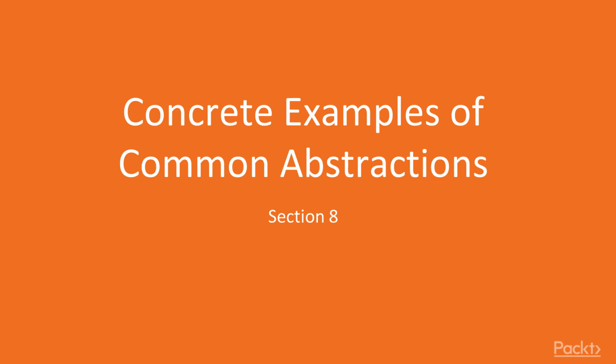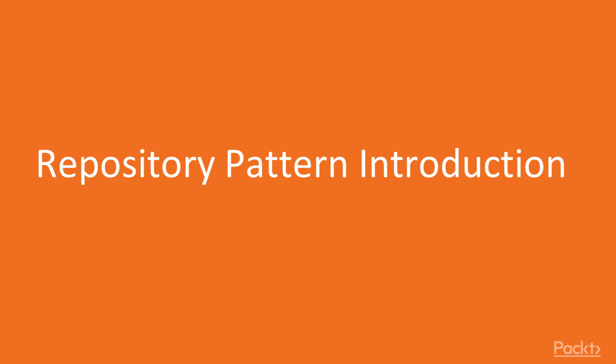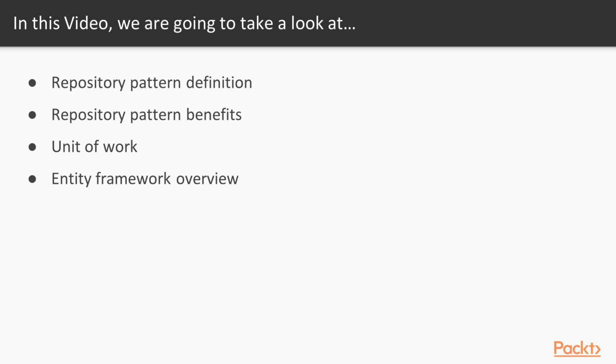In the previous section we talked about dependency injection, and in this one we will talk about some patterns that might come in useful. To be more exact, in this section we are going to examine the repository pattern and the service layer pattern. So let's start with the first video of this section and take a closer look at the repository pattern. In this video we will see the definition, purpose and benefits of the repository pattern. We will talk a bit about unit of work, and finally we will give a really short overview of Entity Framework.